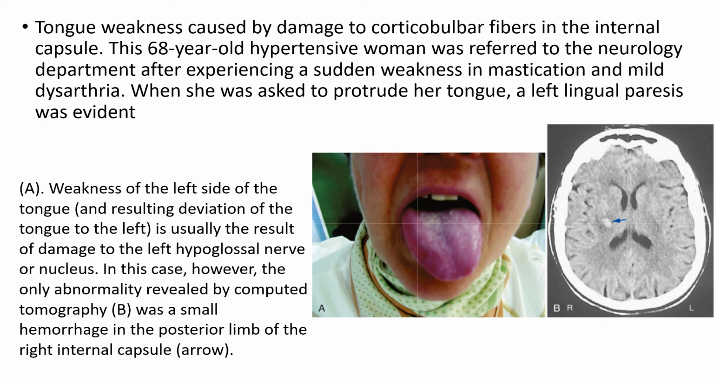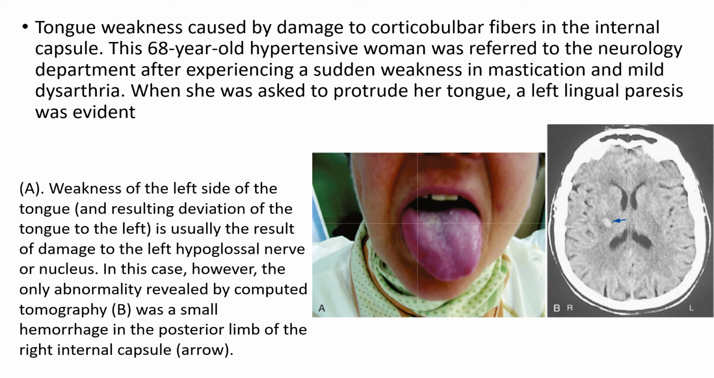This is the slide showing the tongue, what effect a stroke would have on the tongue here. Tongue weakness caused by damage to corticobulbar fibers in the internal capsule. A 68-year-old woman with high blood pressure was referred to neuro after experiencing sudden weakness in chewing and mild dysarthria. Remember when we played Selma Blair and she had trouble speaking, that rigid, ratchety speech, that's dysarthria. When she was asked to protrude her tongue, a left lingual paresis was evident.